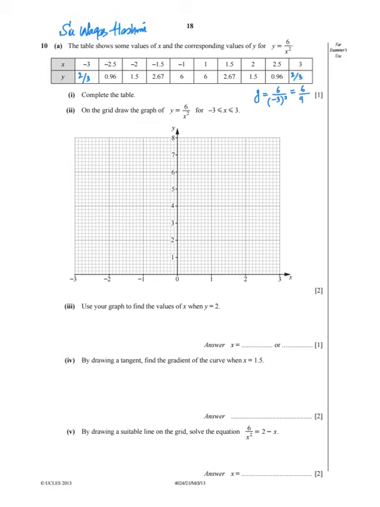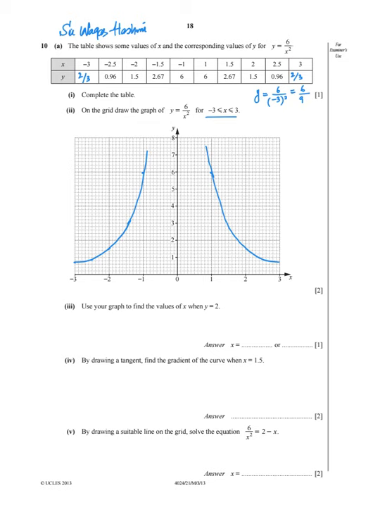For the next part, it says on the grid draw the graph of y equals to 6 over x square for minus 3 to positive 3. So the grid is already drawn. We need to plot those points given in the table on that graph paper. So I have plotted all the points, and now I will join them with the curve. So that's how your curve looks. No need to join these points here, because that is a reciprocal function. So it won't cut the y-axis, right?